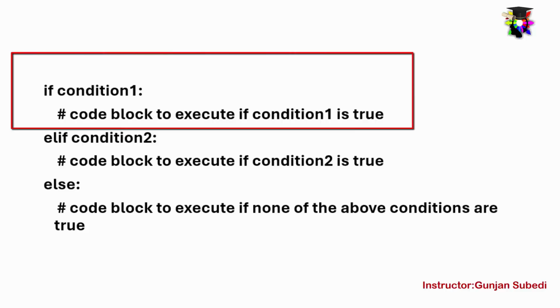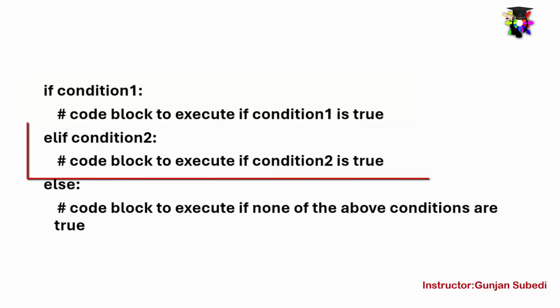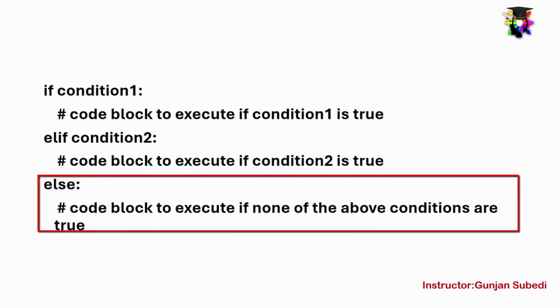The if statement here evaluates a condition. If the condition is true, the code block under it is executed. If the condition is false, the code block is skipped. The elif statement allows you to check additional conditions if the preceding if or elif conditions are false. You can have multiple elif statements in a block. The else statement is optional and executes if none of the preceding conditions are true.